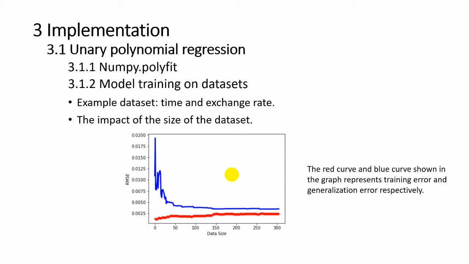Firstly, we explore the impact of the size of the dataset on the training error and the generalization error, evaluated by the mean squared error, which is an average value calculated using the 10-fold cross-validation mentioned before. We have tried different polynomial degrees, and the picture shown on the screen is a typical example on the whole dataset. The red curve and blue curve represent the training error and the generalization error respectively.